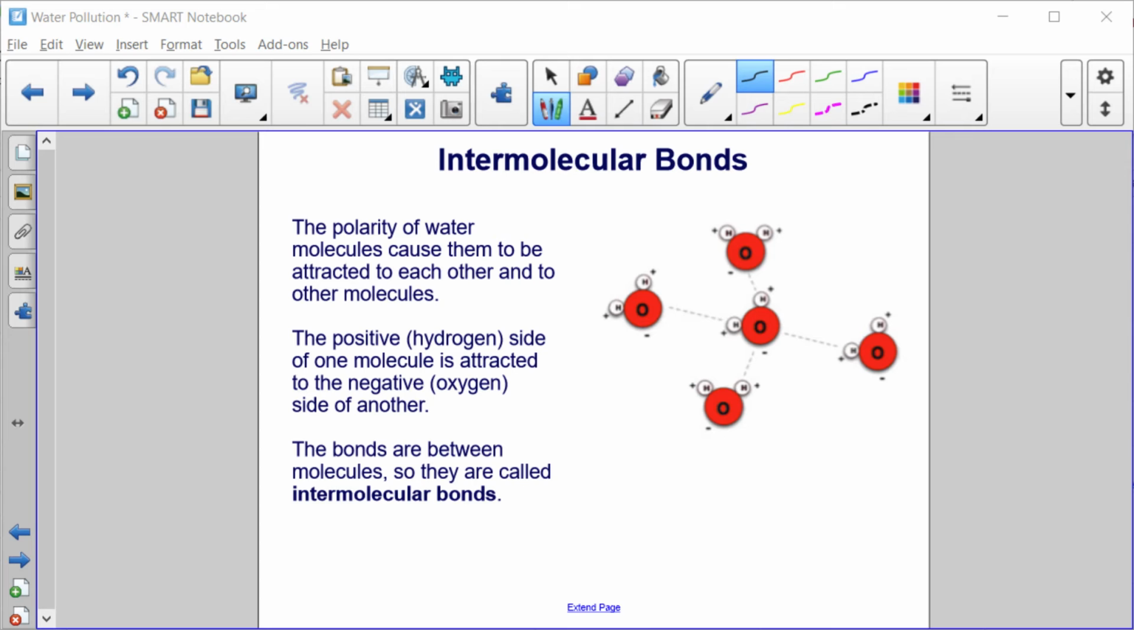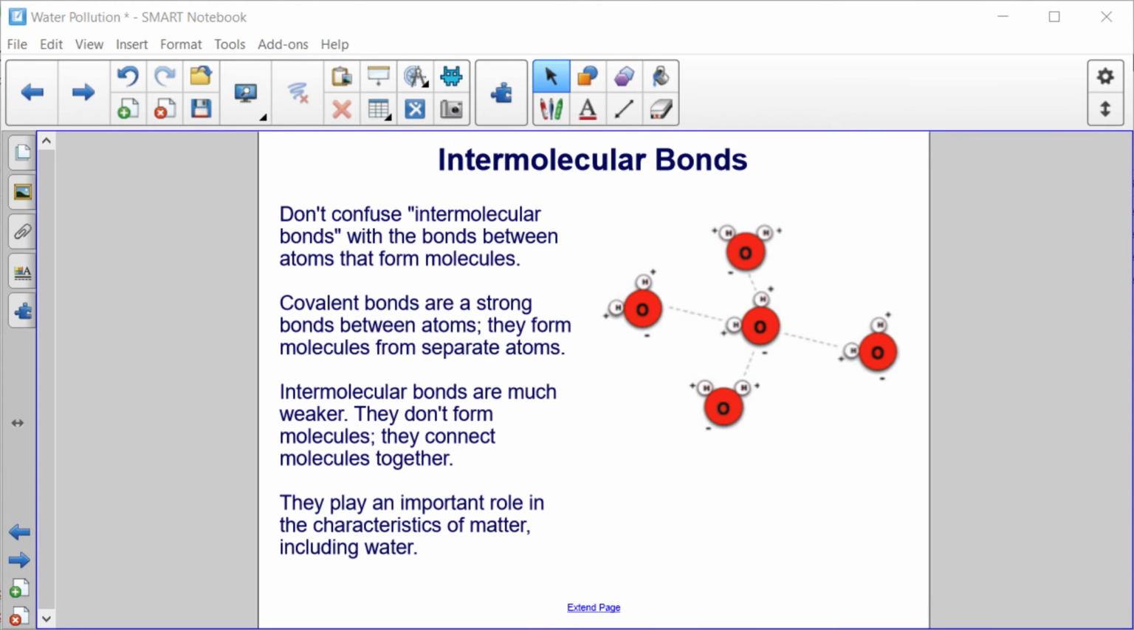You can see that in the image to the right, shown by the dashed lines between the water molecules. The bonds are between the molecules, so they're what we call intermolecular bonds, bonds that occur between the molecules. Don't confuse intermolecular bonds with the bonds between atoms that form molecules. So the covalent bonds are the bonds between this oxygen and hydrogen and this oxygen and this hydrogen. And there are those same covalent bonds in each water molecule.